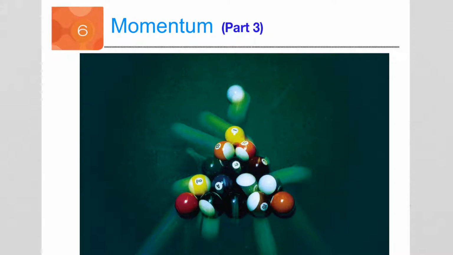In the third part of the Chapter 6 lecture on momentum, I will talk about the principle of conservation of momentum and how it relates to different types of collisions between objects. Conservation of linear momentum is a principle that is applied to a system of objects. Let's first define what a system is.